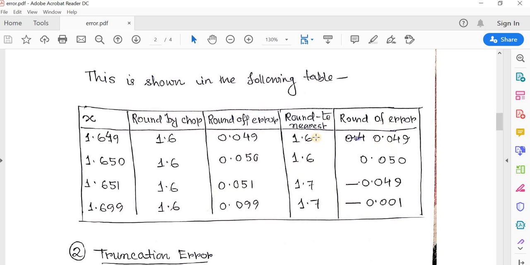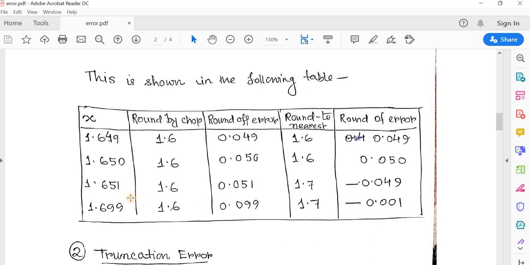So this x minus this 1.6, this will be 0.049. Similarly, this minus this is equal to 0.050. This is minus because this value is greater than this value. So this is minus 0.049. Similarly, this is minus 0.050.